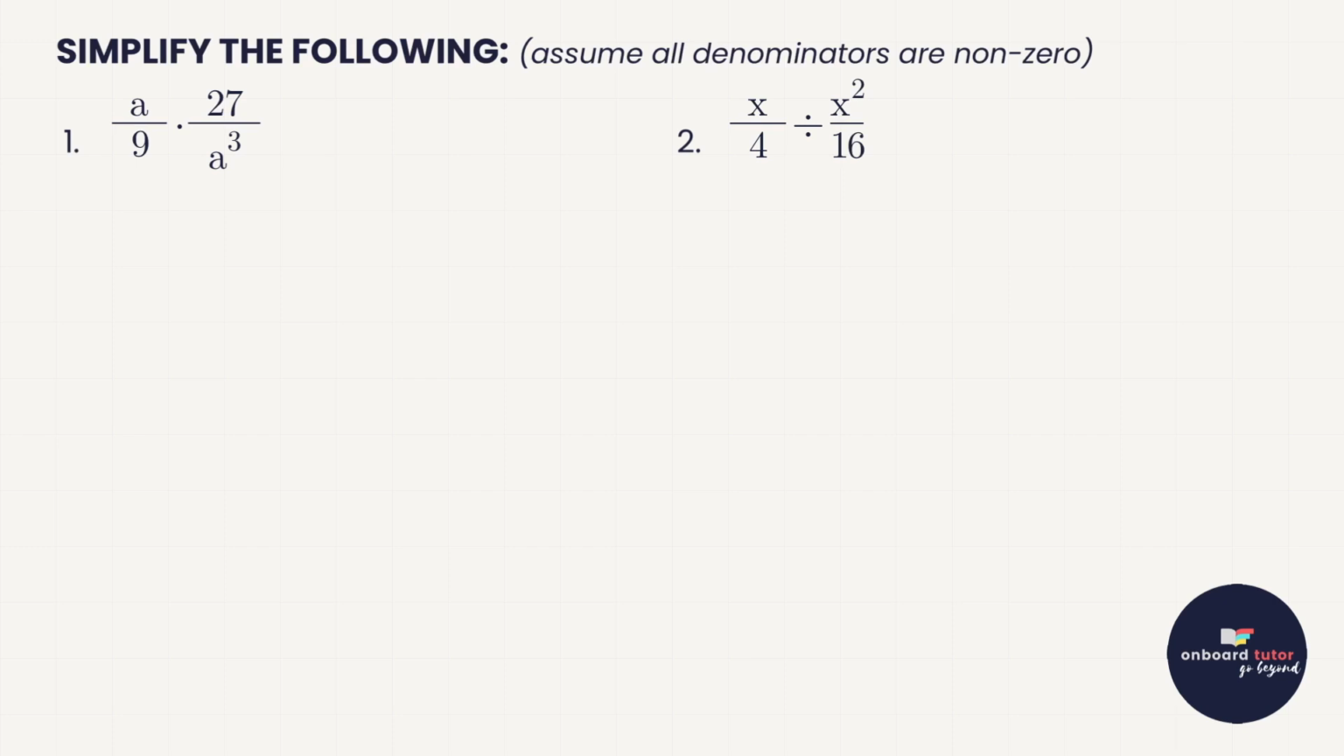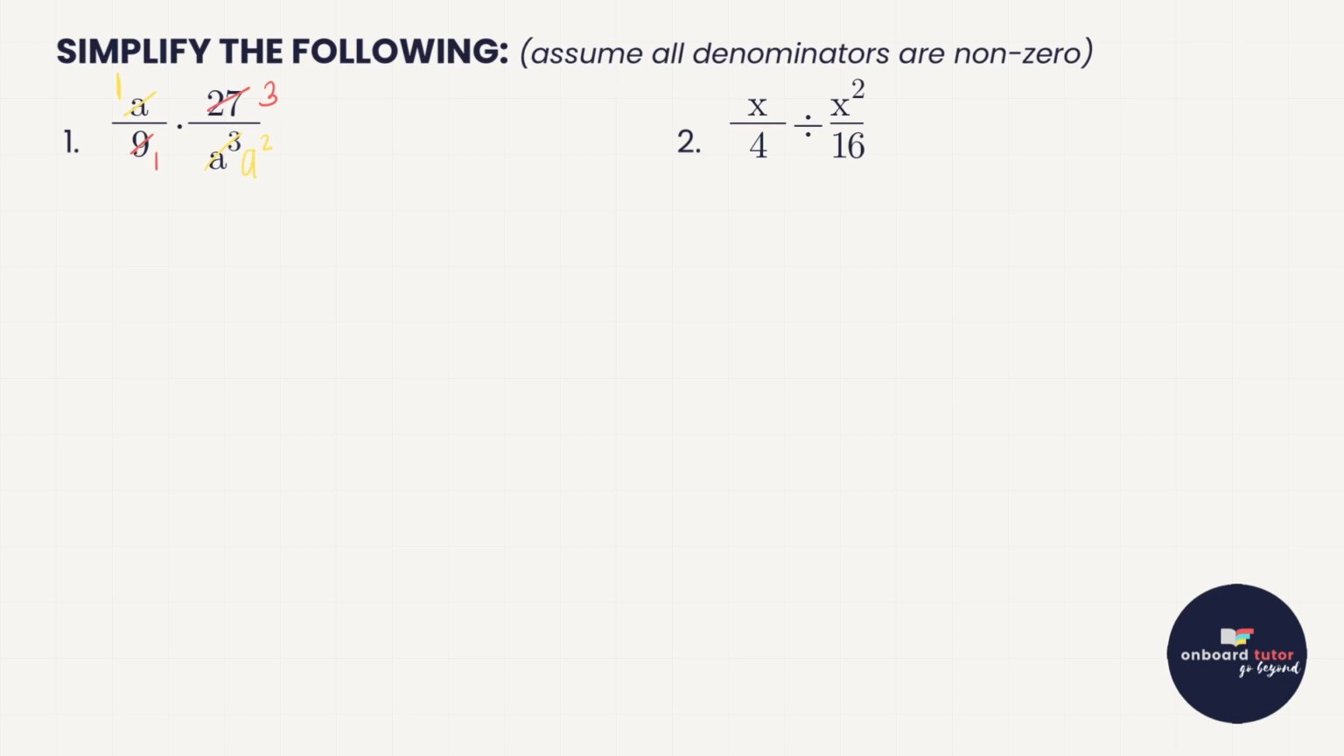So, having a look at example 1 here, we've got a over 9 multiplied by 27 over a cubed. Because these are multiplying, we may cancel. As long as it's something in the denominator and something in the numerator, we are allowed to cancel that, or at least find something that goes into each. If I cancel this a, there'll be 1 left. And if I cancel here, I'll have an a squared. And then 9 goes into 9 once, and it goes into 27, 3 times.